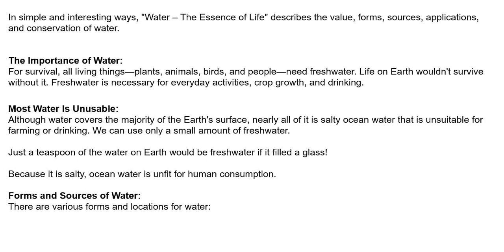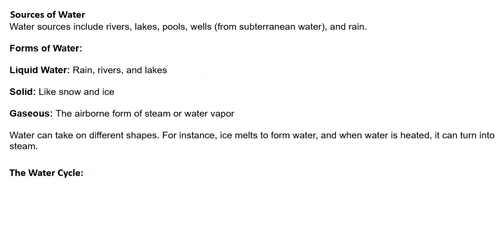Forms and sources of water. There are various forms and locations of water. Sources of water. Water sources include rivers, lakes, pools, wells from subterranean water and rain. Forms of water. Liquid water, rain, rivers and lakes. Solid water like snow and ice. Gaseous form of water, the airborne form of steam or water vapor.